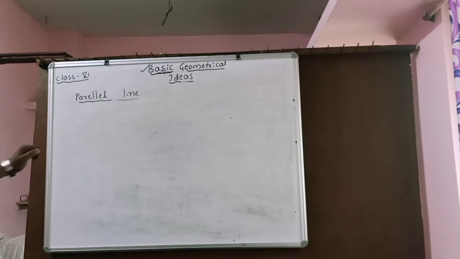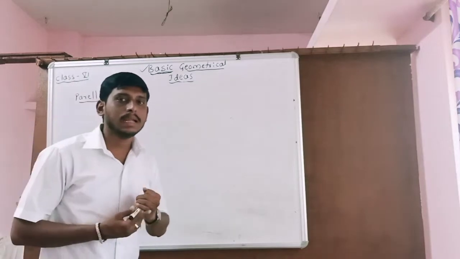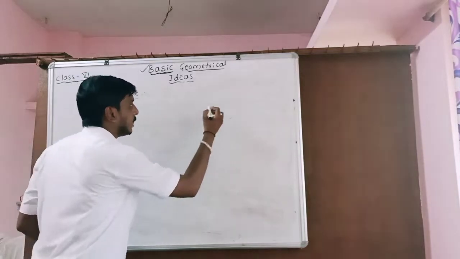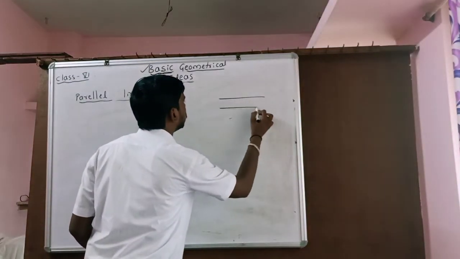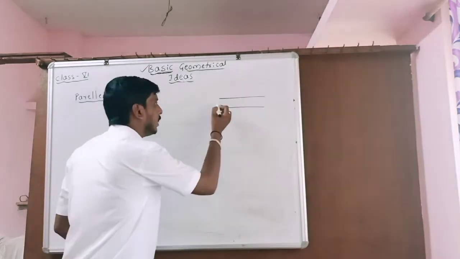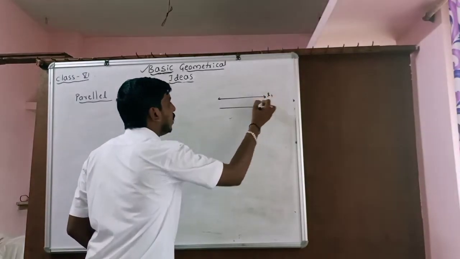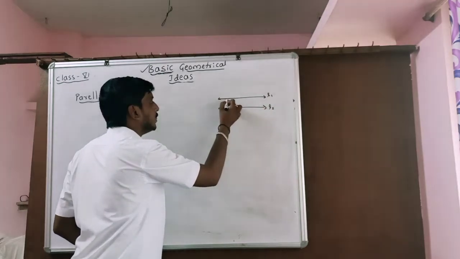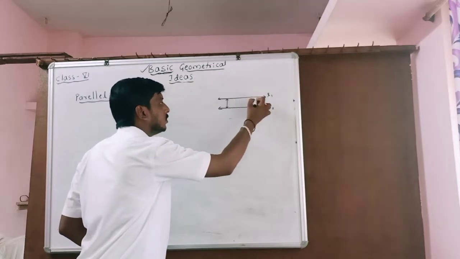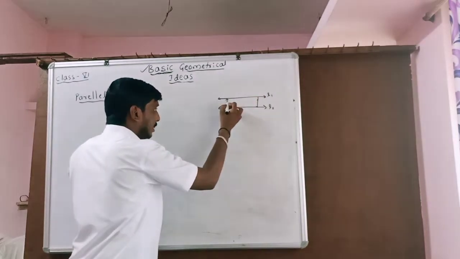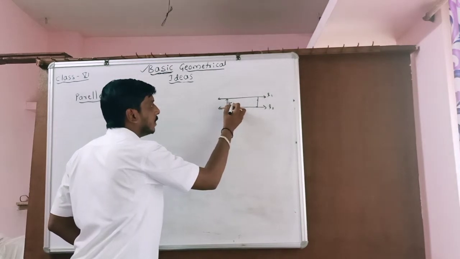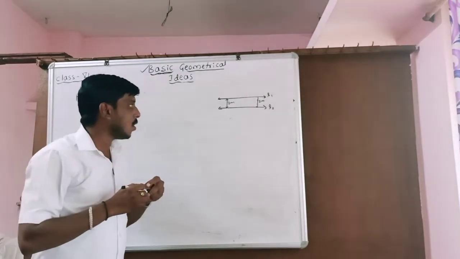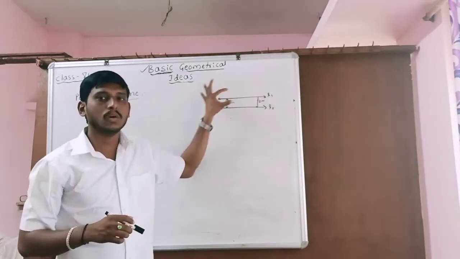So the next one is parallel lines. What do you mean by parallel lines? The best example is the railway track. Have you seen a railway track? For example, assume this is one line L1 and this is another line L2. The difference between two lines means the distance, and the distance between the two lines is always the same. For example, here the distance is 2 meters, and here also the distance is 2 meters. At any point the distance between the two lines is always the same.